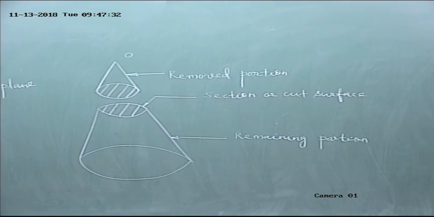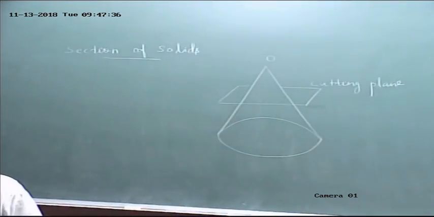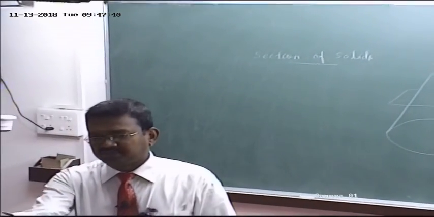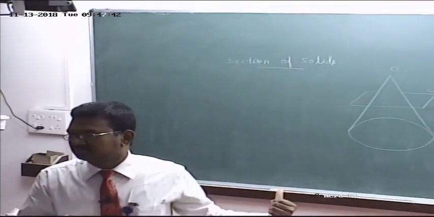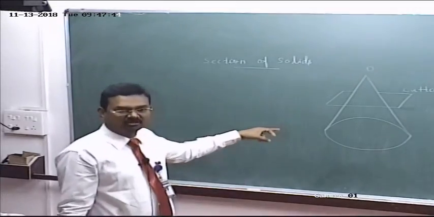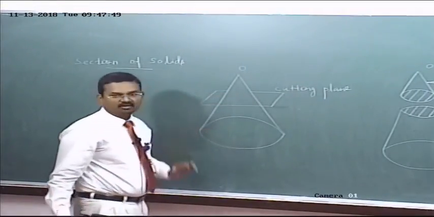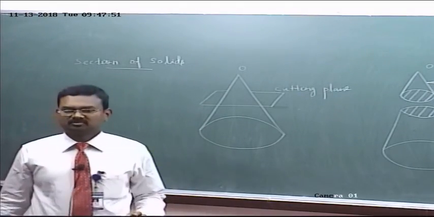Listen, this is a cone. The cone is cut by a cutting plane. So, imagine the position of the cutting plane. The cutting plane is parallel to the base of the cone. Am I right? See, in our example, the cutting plane is kept parallel to the base of the cone.